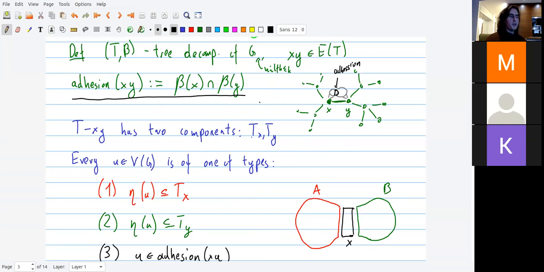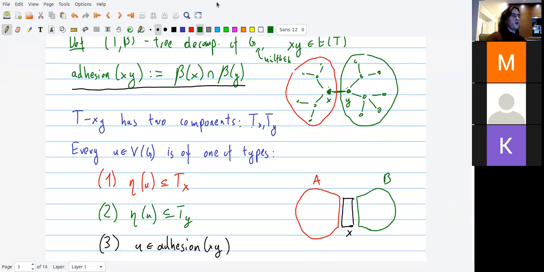Now when you think about this edge, then this edge splits the whole tree into two subtrees, as every edge in a tree, into the left subtree and the right subtree, the green one and the red one. Now when you think about vertices of my graph, all the vertices of my graph either live on the left side or live on the right side, or they go across this edge.